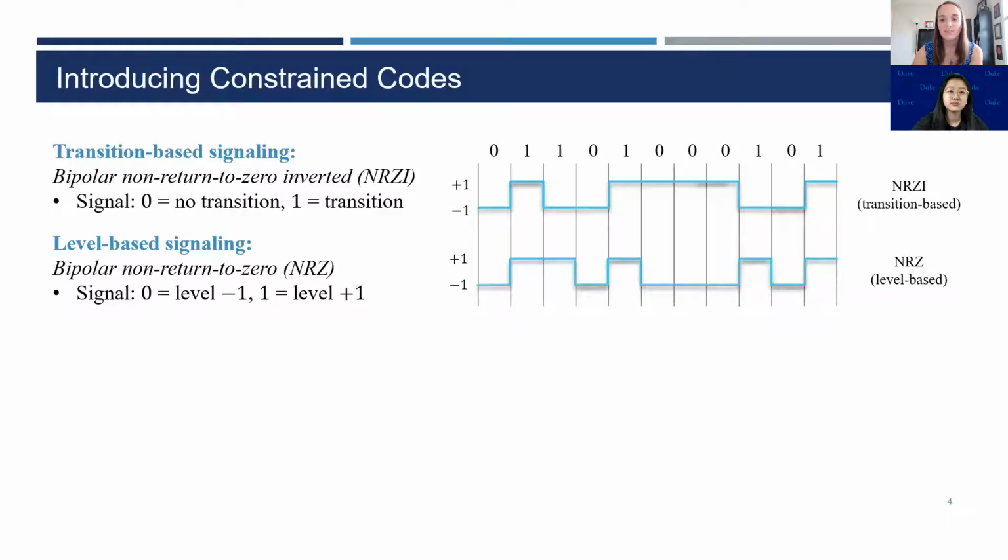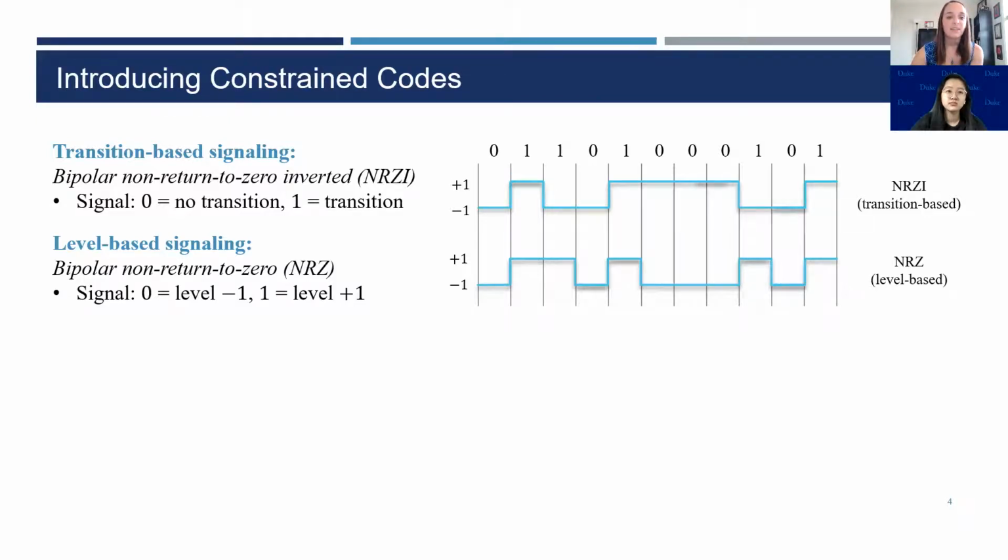In this talk, I have so far mentioned transition and level-based signaling. So here I'd like to compare the two. Transition-based signaling, such as bipolar non-return to zero inverted signaling, or NRZI for short, is signaling where if you've got a bit 0, you would associate that with no transition in the signal. If you have a bit 1, that would be a transition. So you can see on the top line of our figure here that every time there's a 1, we're going to transition to the next level, or to the opposite level, I guess. And then every time we have a 0, we're going to hold at the current level we're at.